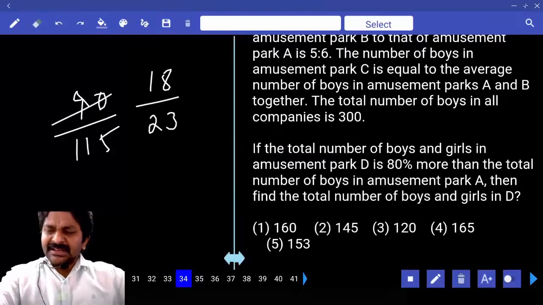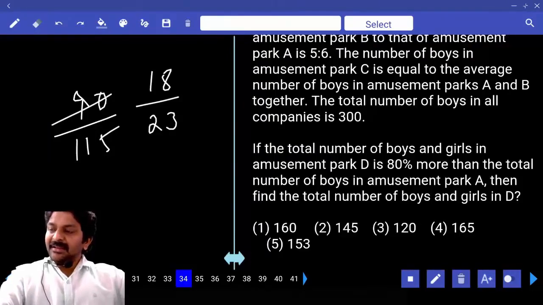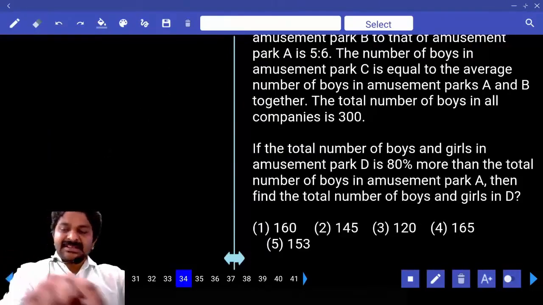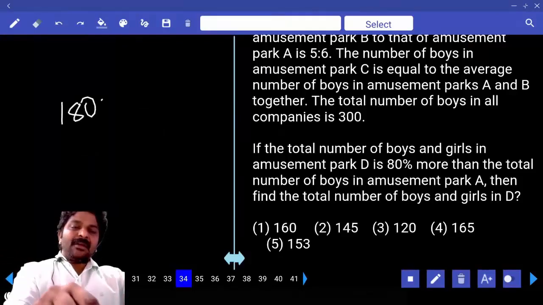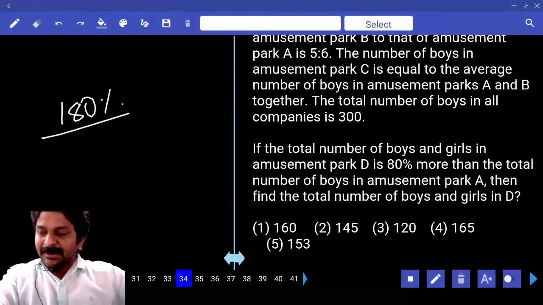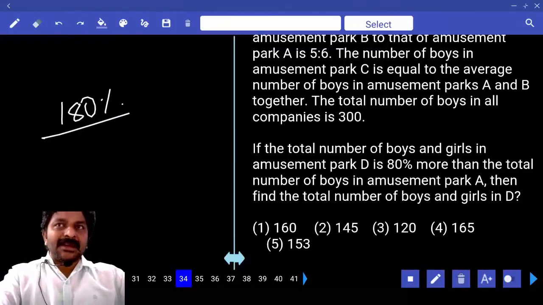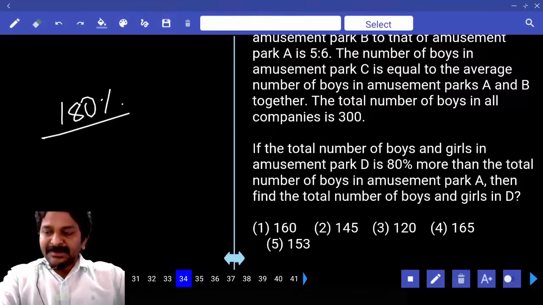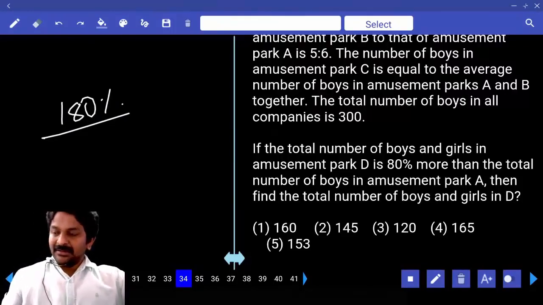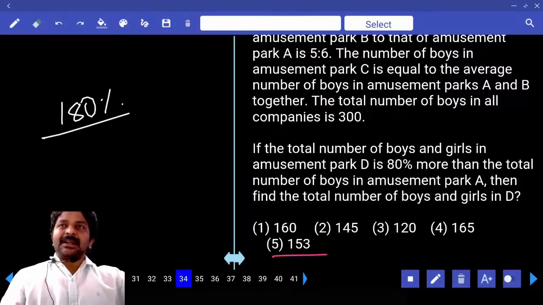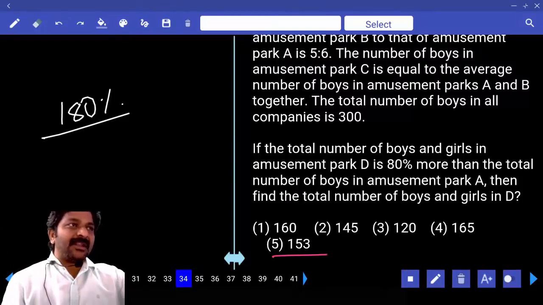The number of boys and girls in park D is 80% more than the total number of boys in park A. Then find the number of boys and girls in park D. 80% more in the sense that will be 180%, right? The 180% value must be which multiple? 9 multiple, because 180 is a 9 multiple. So how many 9 multiples are available in the options? How many are there? Only one. Fifth option, final. Done.